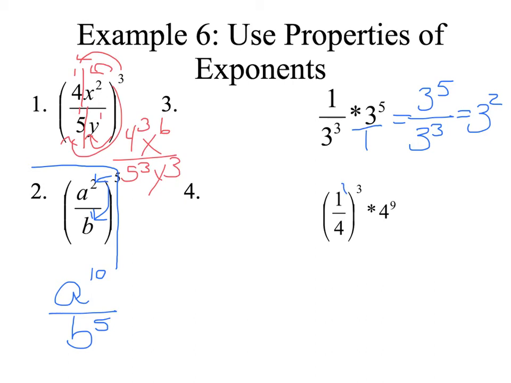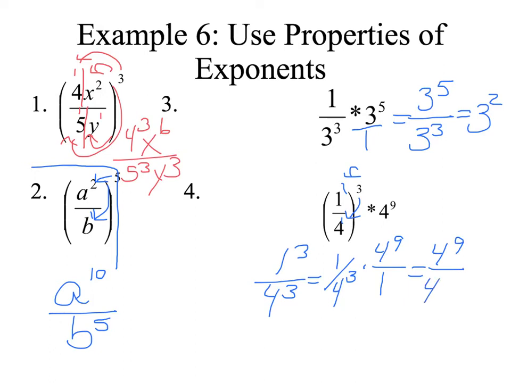For number 4, we have to do a little bit of distributing first. So 1 to the 3rd over 4 to the 3rd. Well, 1 to the 3rd is really just 1. So I have 4 to the 3rd times 4 to the 9th over 1. Again, I'm making the 4 to the 9th over 1 into a fraction. So 4 to the 9th over 4 to the 3rd, when I multiply straight across the top, straight across the bottom, that's going to give me 4 to the 6th as my final answer.